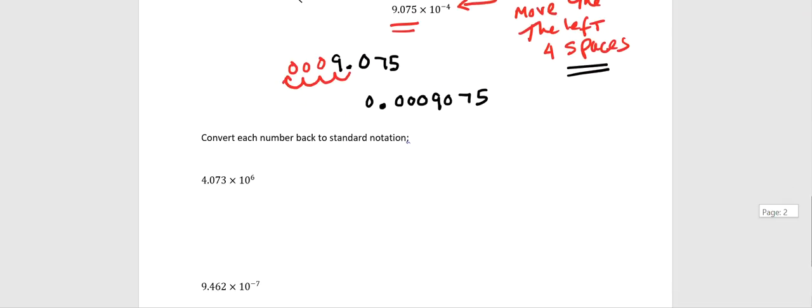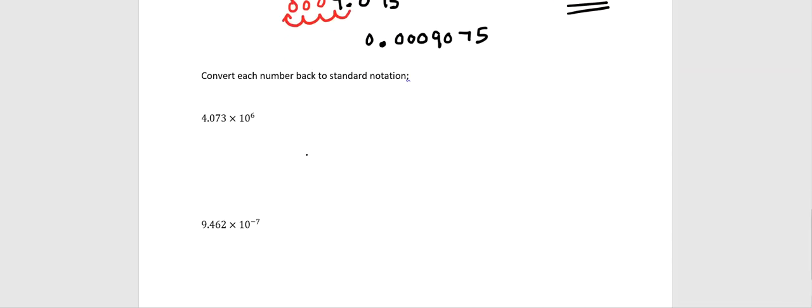All right, so you have a little more practice to do also on this page. I'm going to have you take these two numbers here, again in scientific notation, follow the directions, look back at the video as you need to, and convert each of these to standard notation. And once again, we'll review these answers when we come back to class.